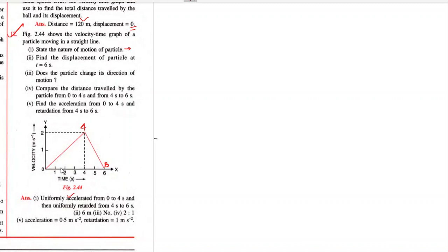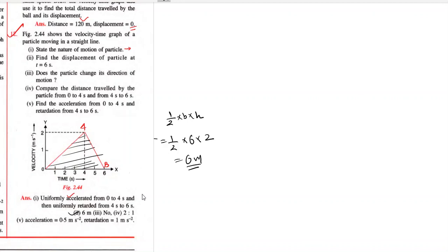If you want to find the displacement, you have to find the area under the graph, which is basically the area of triangle OAB. That is half into base into height. Half into base 6 into height 2, that is 6 meters. Right? 6 meters is the correct answer.